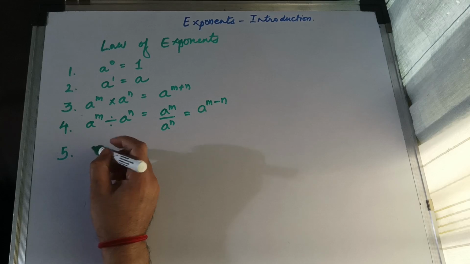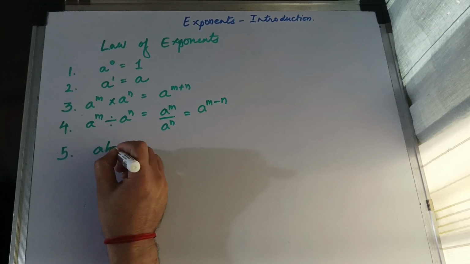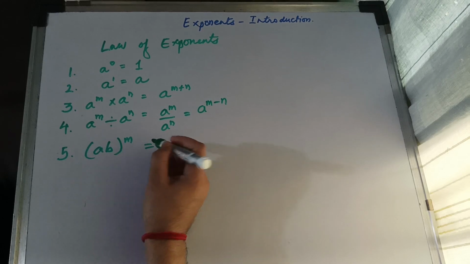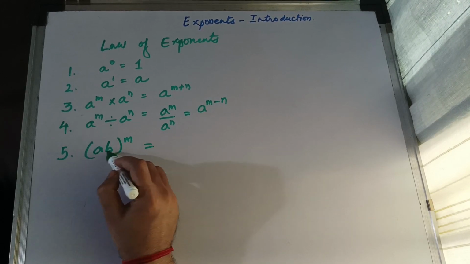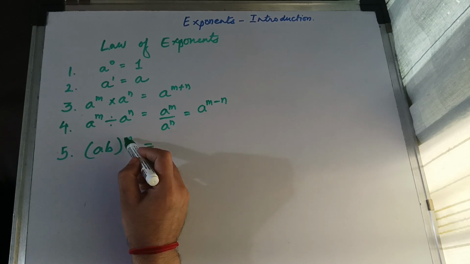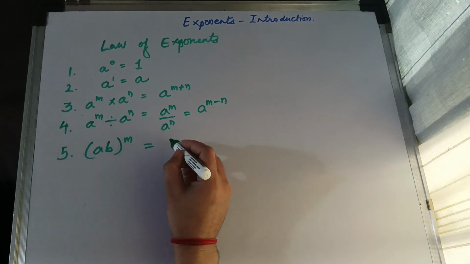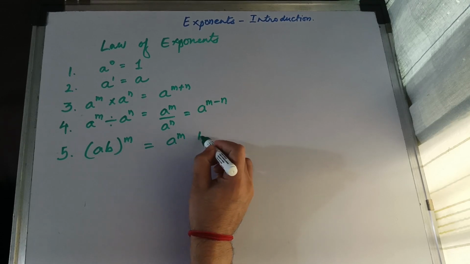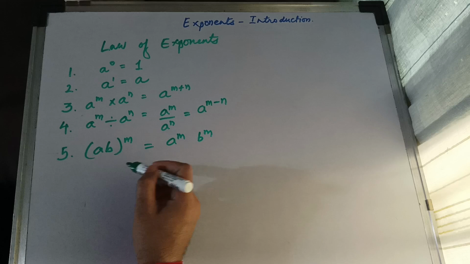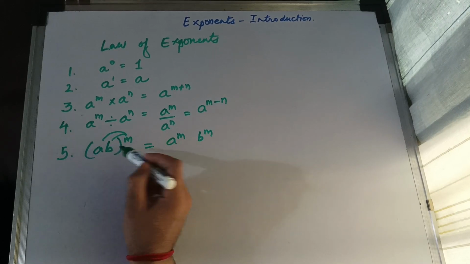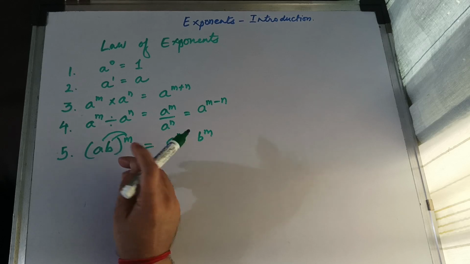5. a b raised to m. So what will happen here is there are two numbers that are getting multiplied and they have the common power. Now this will get distributed. So a raised to m into b raised to m. This power gets distributed on both the numbers, a raised to m, b raised to m.